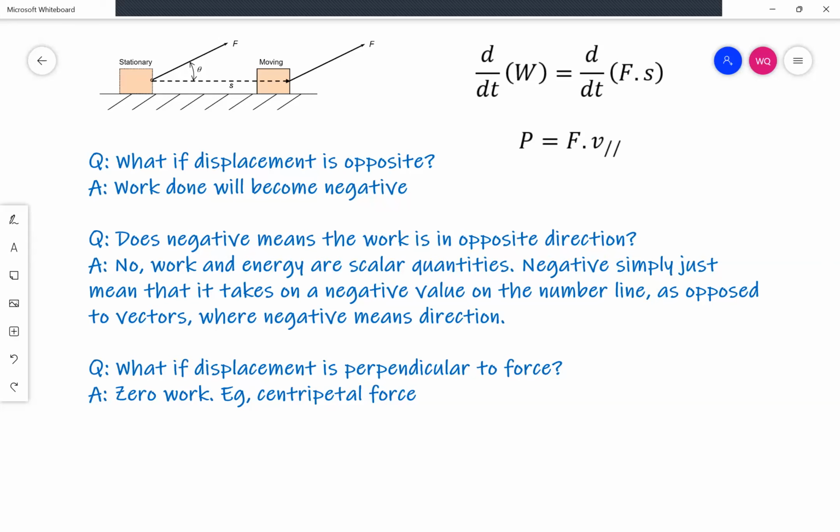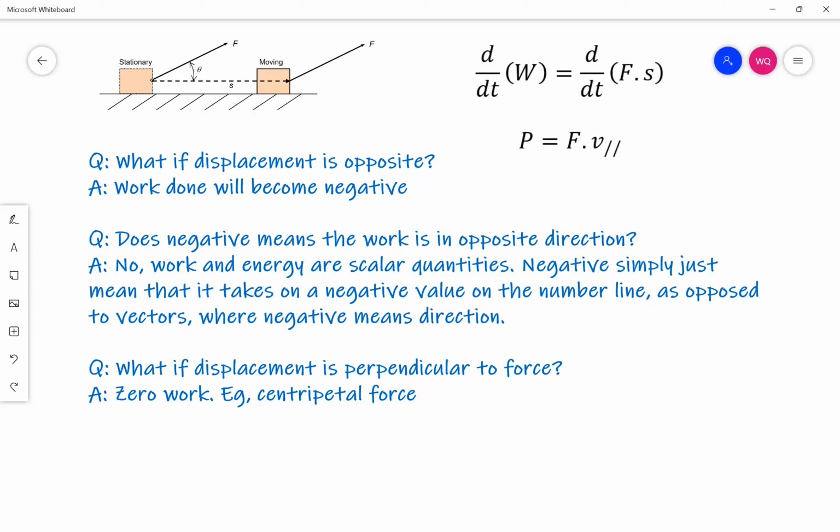To them, the number is simply a value on the number line. The negative value simply means that it is lying on the left hand side of 0. That's all. It's just a relative value. It doesn't mean direction at all. But you'll still be a bit unpersuaded by this, because you feel that the force and displacement are both vectors. Or how do they give rise to a scalar?